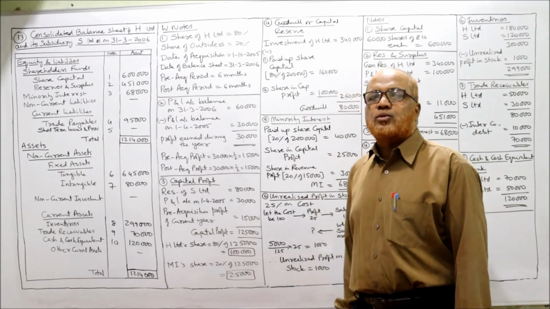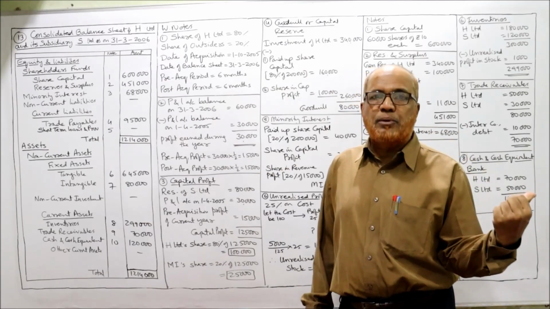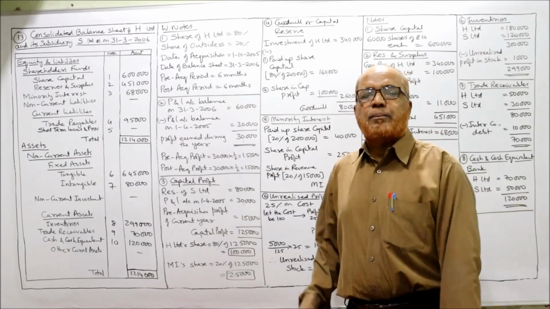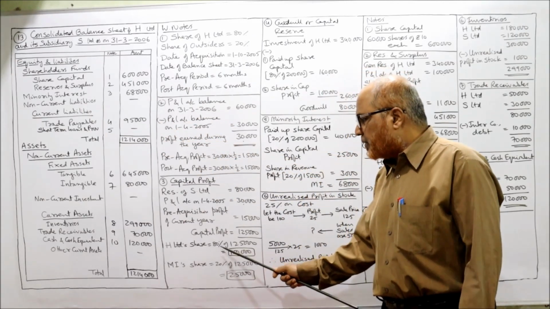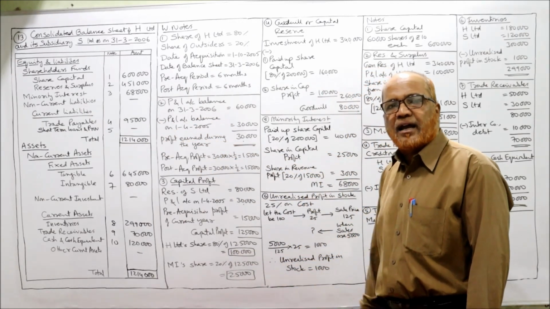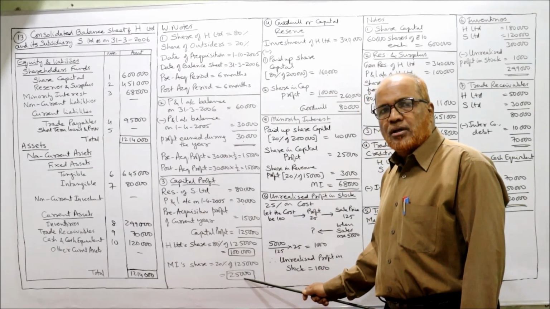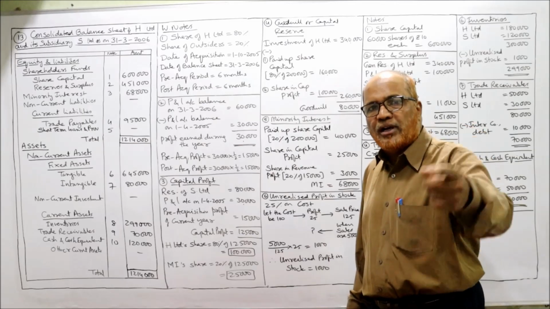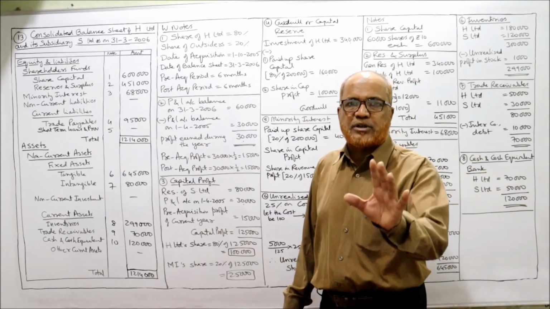Now out of this 1,25,000, 80% of capital profit belongs to H Limited and 20% capital profit belongs to outsiders, the minority interest. So 80% of 1,25,000 is 1 lakh, and 20% of 1,25,000 is 25,000. So 25,000 rupees goes to minority interest, and 1 lakh rupees goes to H Limited's share of capital profit.